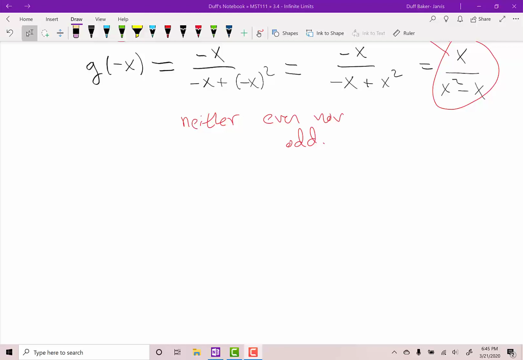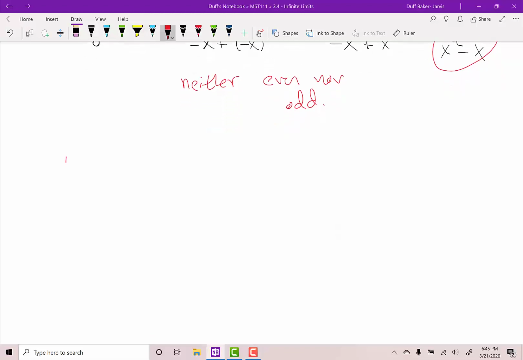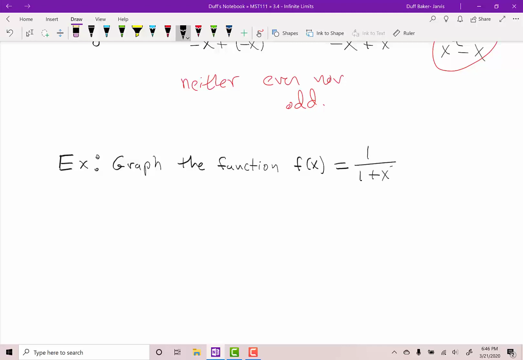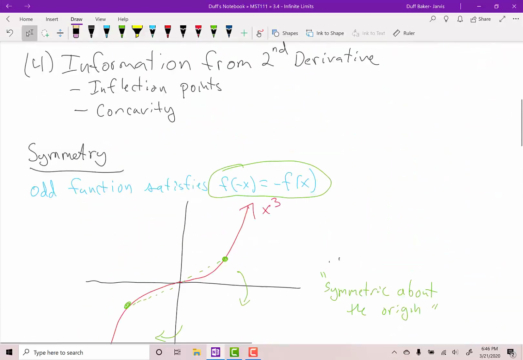So next we're going to do a couple examples where we put all the pieces together and try to actually sketch a graph. The example we're going to do first is the goal is to graph the function f of x is 1 over 1 plus x squared. And we're just going to follow through the list we developed.